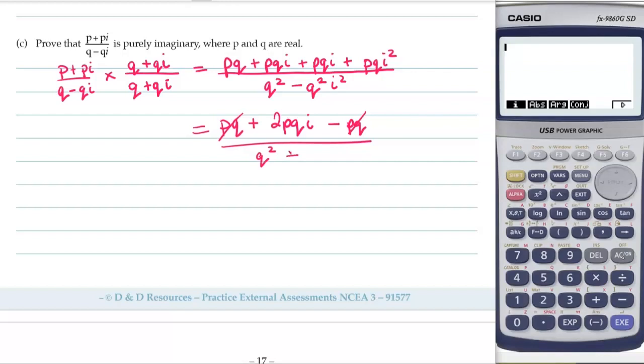Now we've got a plus q squared because that bottom i squared turns into minus 1. We end up with 2pqi over 2q squared. So that is entirely imaginary. We can simplify it a bit further. We can cancel the 2's. We can cancel one of the q's. So that is (p over q)i. So therefore, imaginary only.